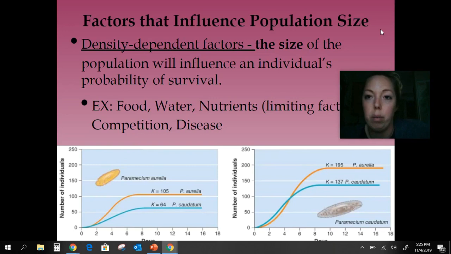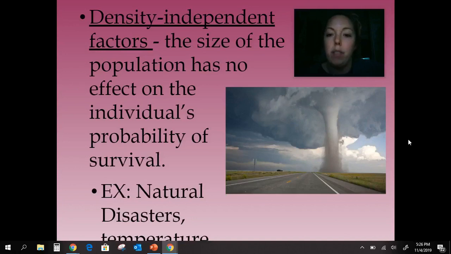You've definitely heard that word before, right? Knowing the carrying capacity for a species and what the limiting resource is can help us predict how many individuals an environment can sustain. This is true whether you're talking about the paramecia, like this guy researched, cows, or even humans. So the other factor that impacts population size is density independent factors.